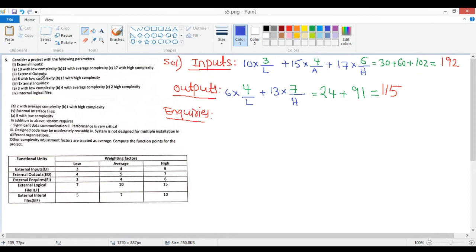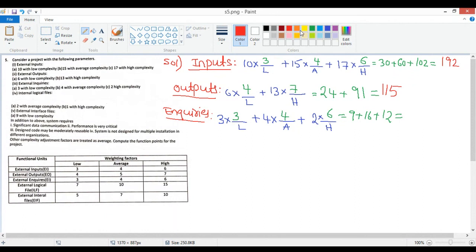Now see, for inquiries, he has given 3 low complexity, 4 average complexity, 2 high complexity. Okay, so let me fill this value. For inquiries, low is 3, average is 4, high is 6 from the table. So now this is 9 plus 16 plus 12.